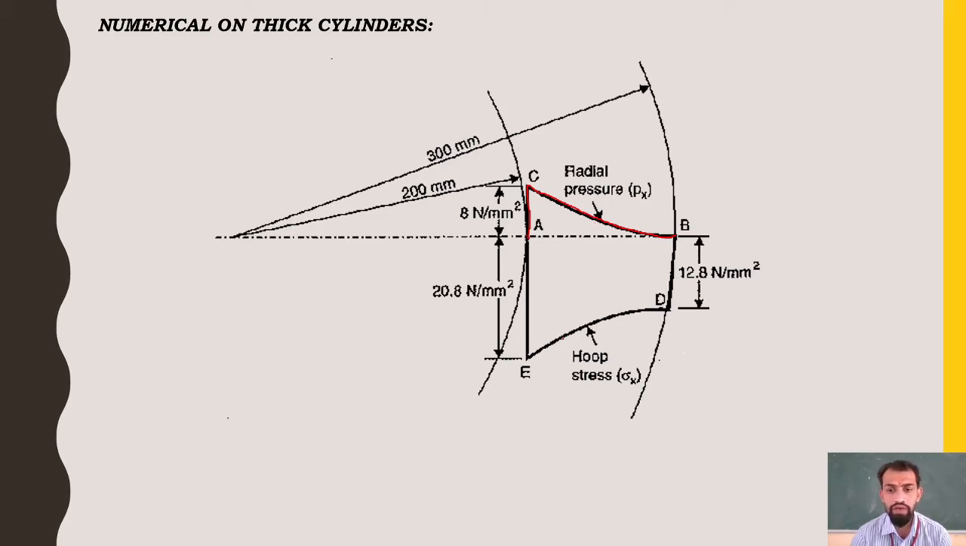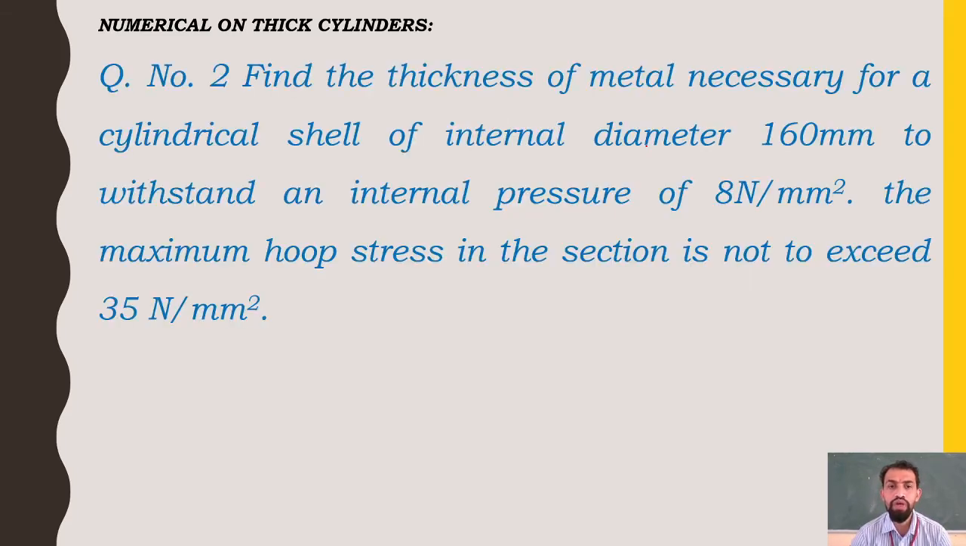The hoop stress that we have determined now varies from inside to outside, that is, across the thickness of the particular cylinder, from 20.8 Newton per mm square to 12.8 Newton per mm square. So this sketching is mandatory after every problem on thick cylinders. Hope you have understood. So, moving on to the second problem.